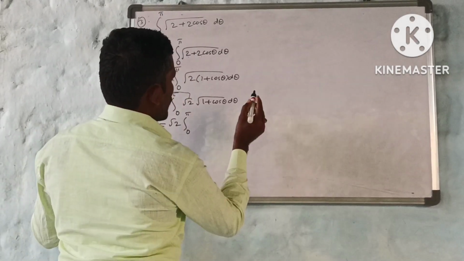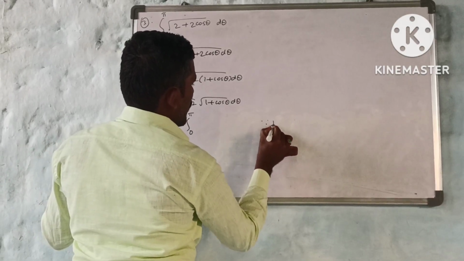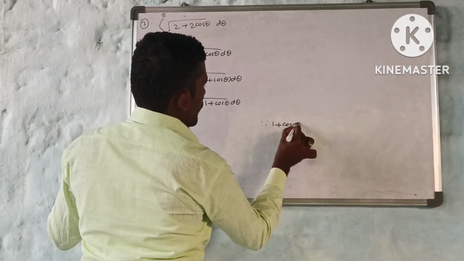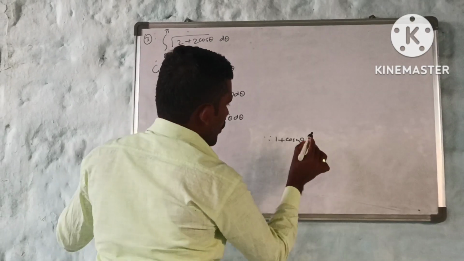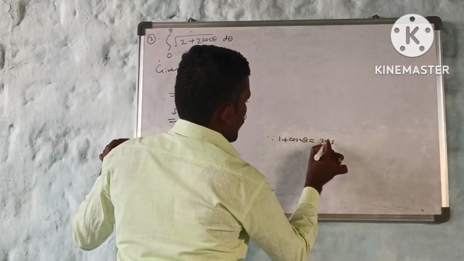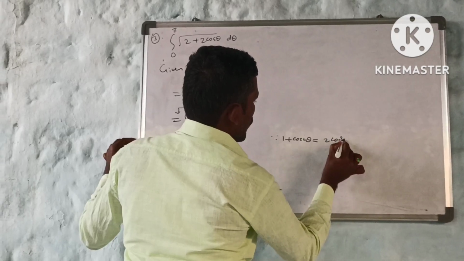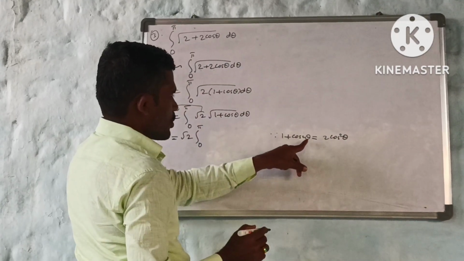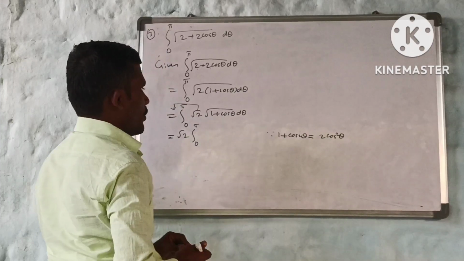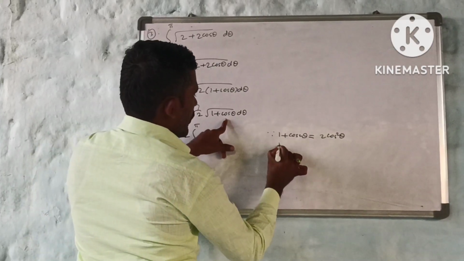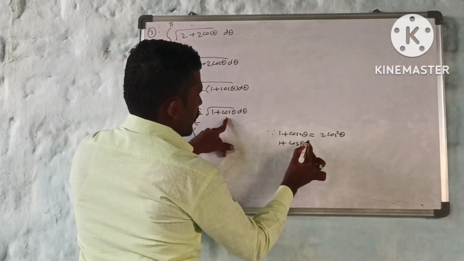For 1 plus cos theta, the principle is 1 plus cos 2 theta, which is equal to 2 cos square theta. But here we have only 1 plus cos theta.